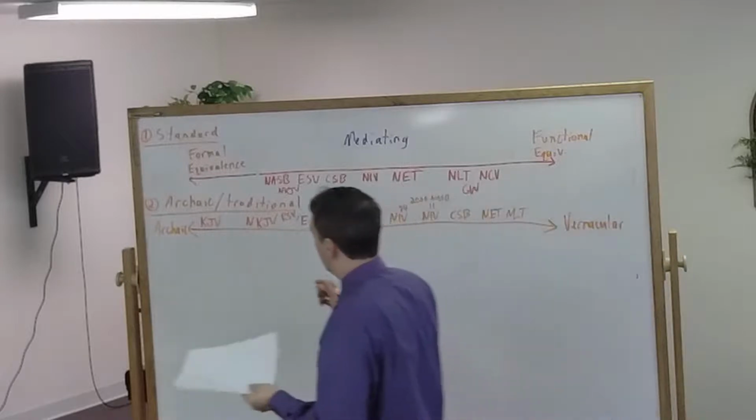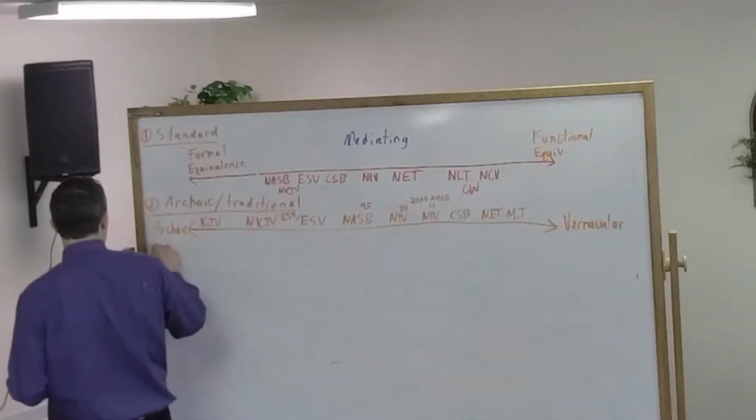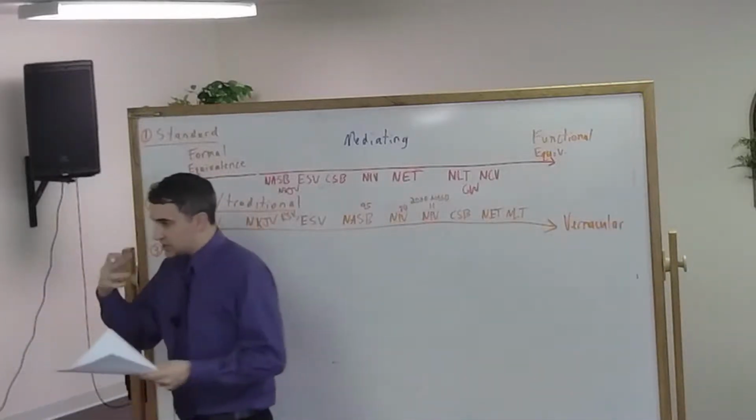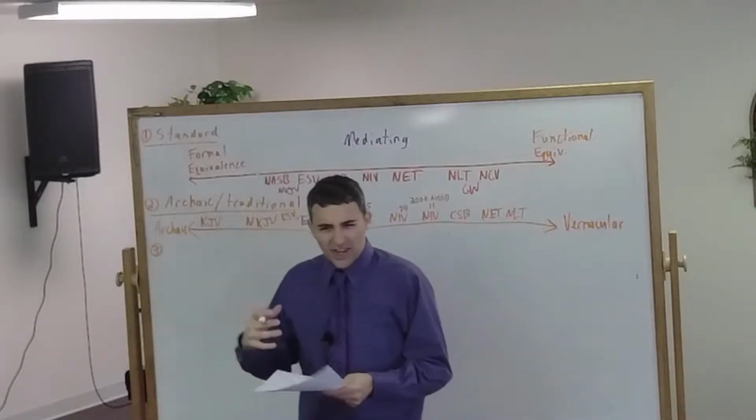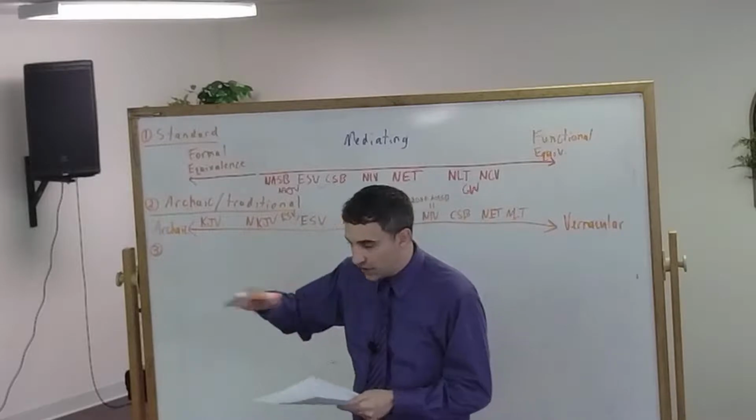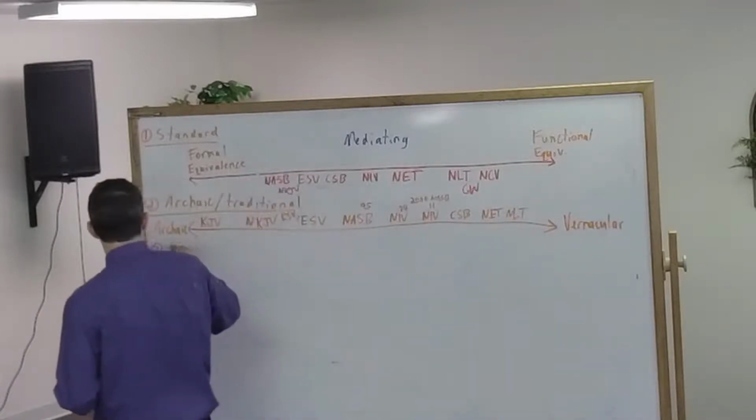Then you have a different chart, a different spectrum. And these are all things that you implicitly think about when you're trying to pick up a translation and trying to understand why this translation does this. Fill in the blank. The third one is elegance.